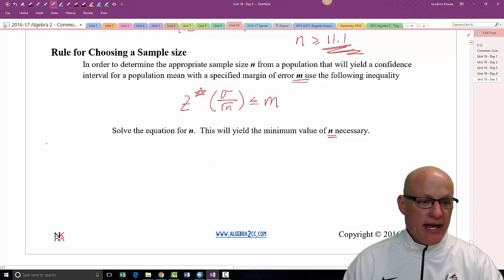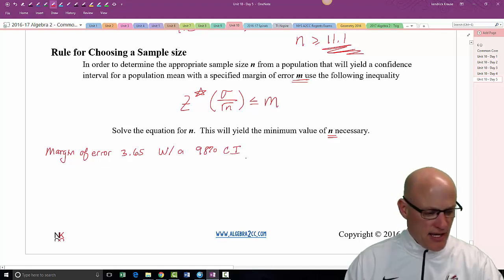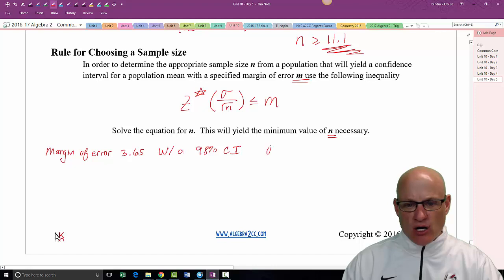Let's say we wanted a margin of error of 3.65 with a 98% confidence interval. This might come back and bite me in the butt. And we know our population standard deviation is 6.2. So I need to find a sample size.